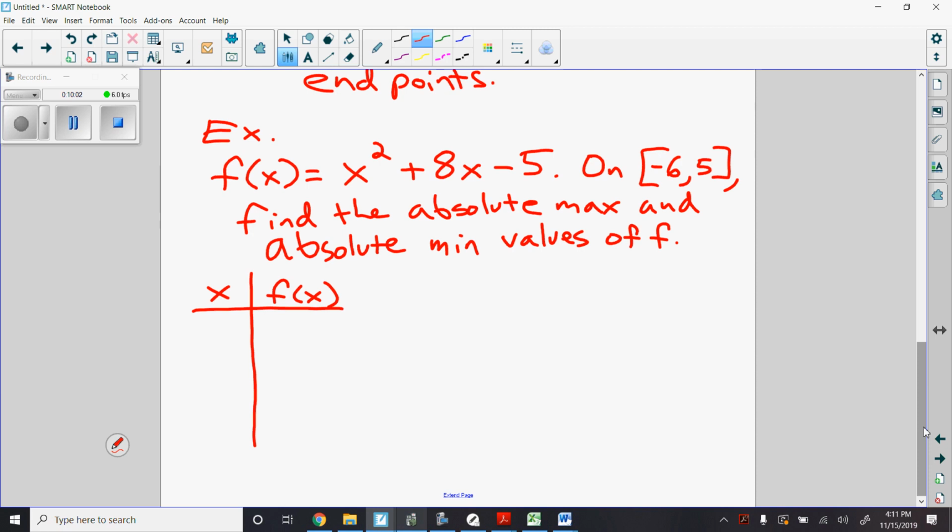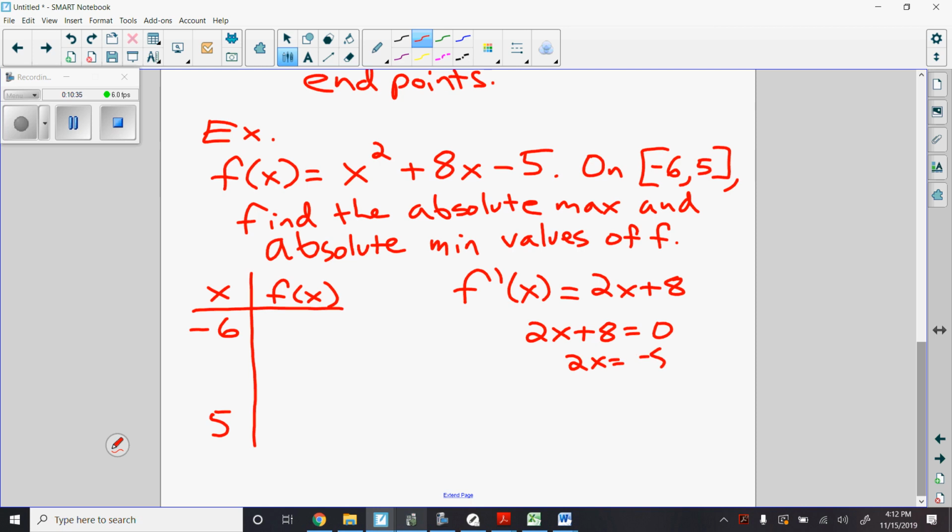And I like to list these from smallest to largest. So I know I'm going to have to test -6, and I know I'm going to have to test +5. But I also have to test any critical points. So to find a critical point, I take the derivative and set it equal to 0. But I also need to check -4.